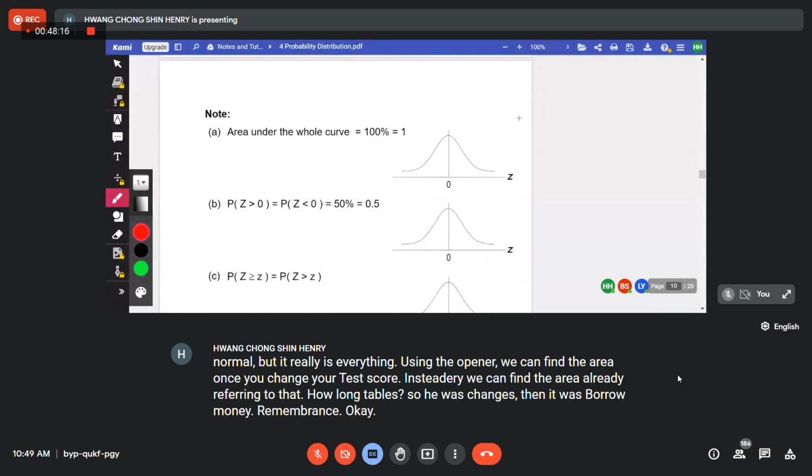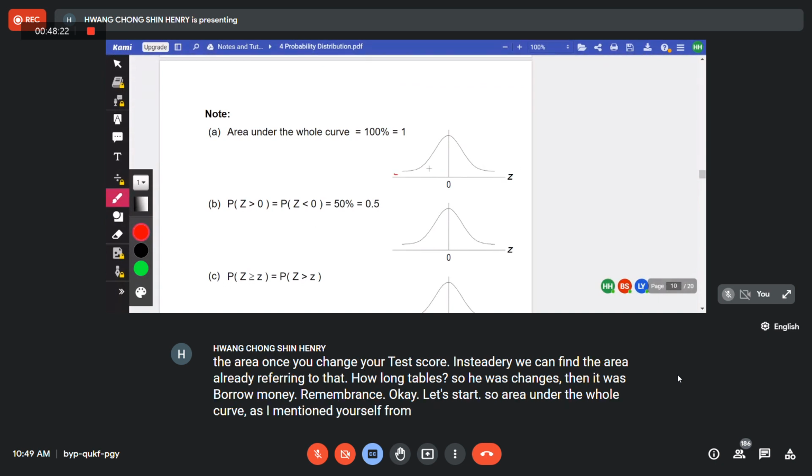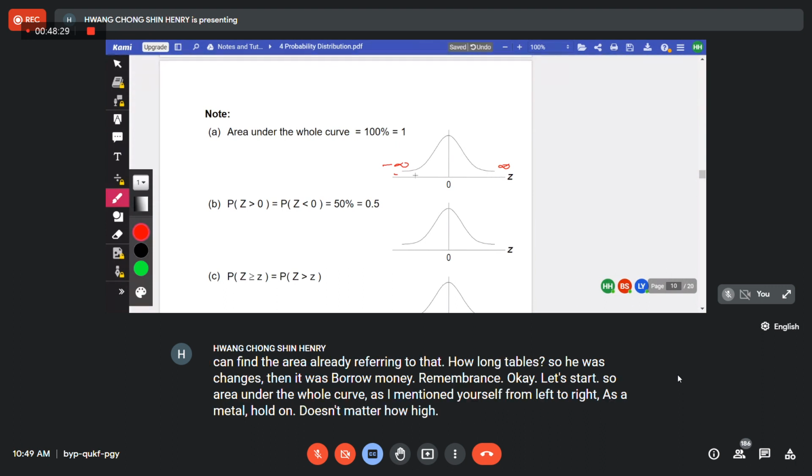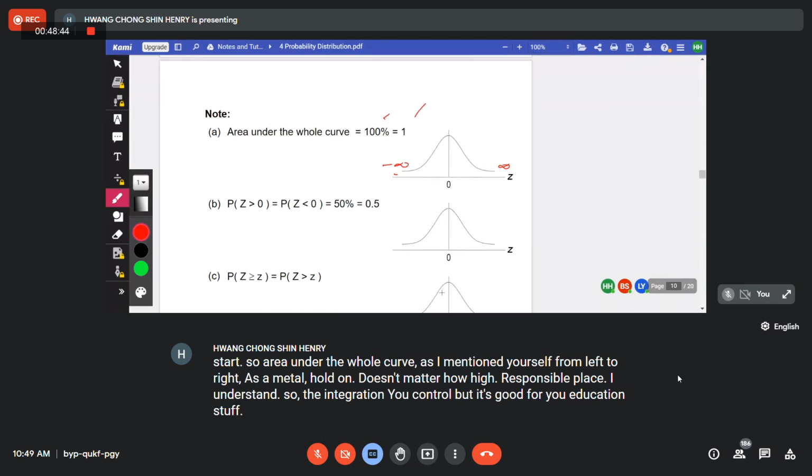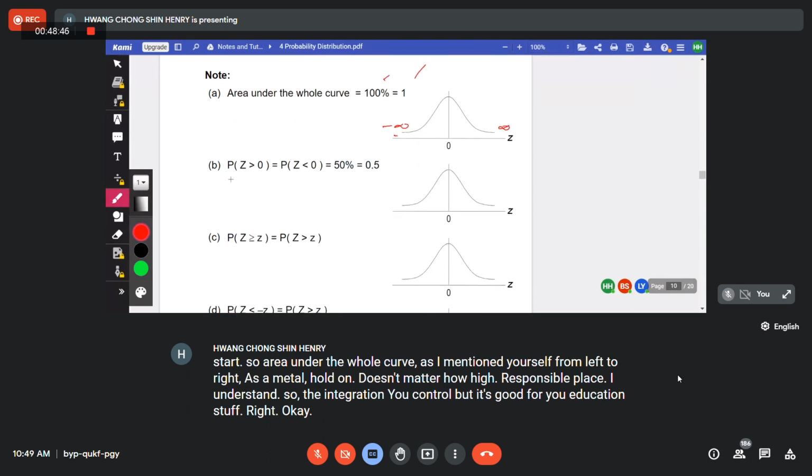Okay, let's start. The area under the whole curve, as I mentioned just now, from left to right, doesn't matter how long or how high, as long as the total is 100%. So don't worry about integration, don't worry about the formula. We are not going to use it at all. You can throw it away, but it's good for you to know the equations.